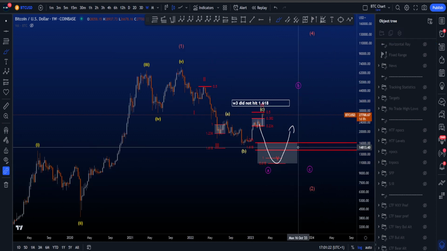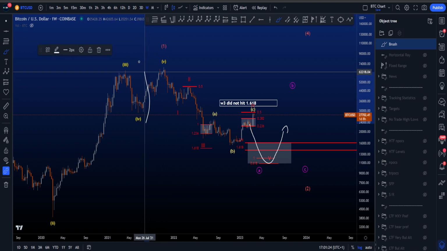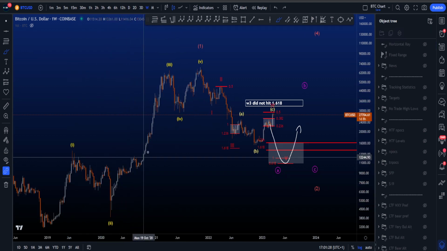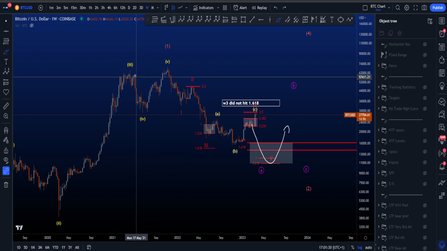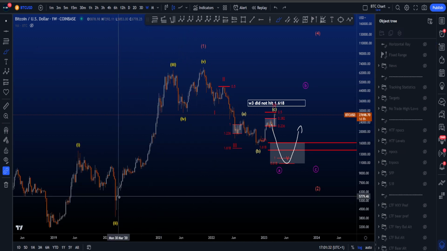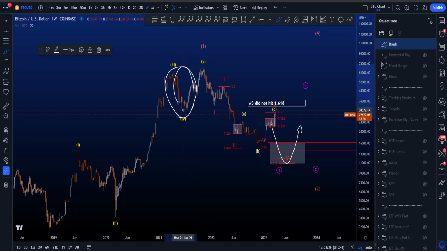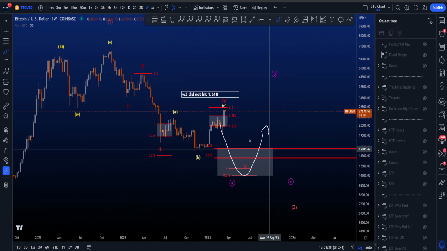I have 2 bigger issues with this count. The first one is that this wave 4 is very short compared to this wave 2 in the time it took to form. Usually a wave 4 is a lot longer in time compared to wave 2, but in this scenario wave 4 is very short, which therefore is a lot more rare.